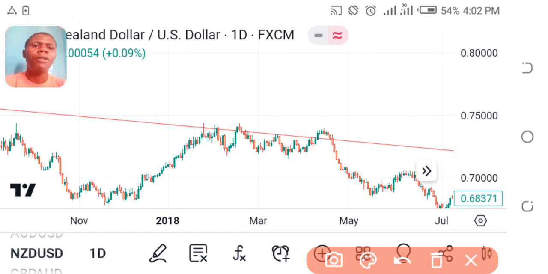Don't forget the first thing that I said is market structure. Market structure is actually bearish. Now the next one is what? The next one is area of value. Area of value is what? The trend line. What is a trend line? The market must be touching the trend line.